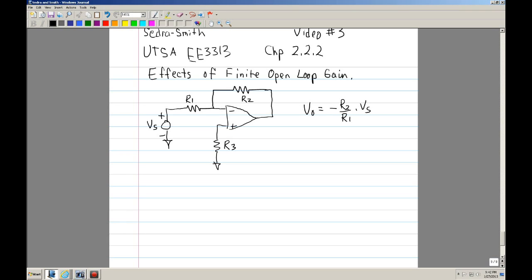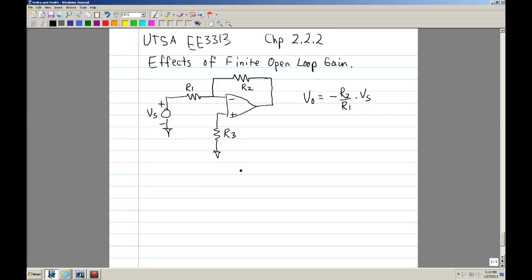Chapter 2.2.2. This is a video on the effects of the finite open loop gain. Okay, what does that mean? Let's see if we can develop this. First of all, in the last video, video number 2, we derived this equation. This is for the inverting amplifier, since the signal is going into the inverting input, and this is the transfer function that you get. Now, there's a caveat to this.